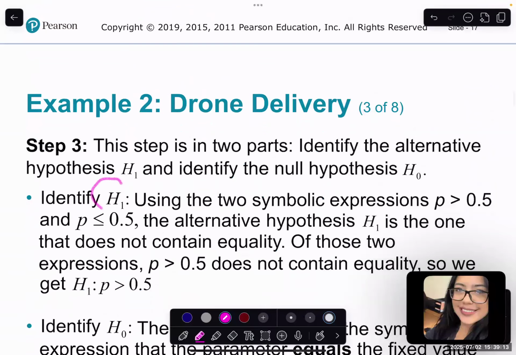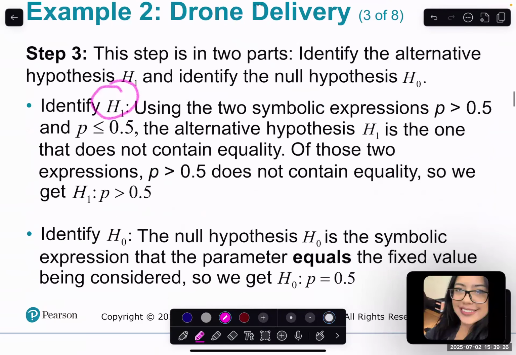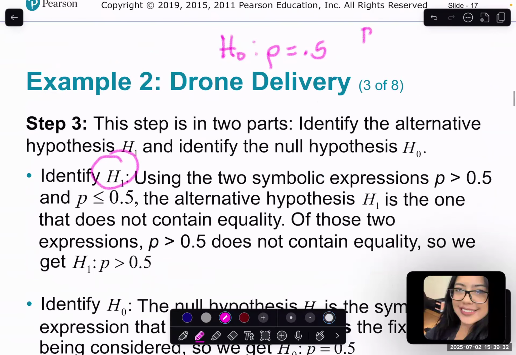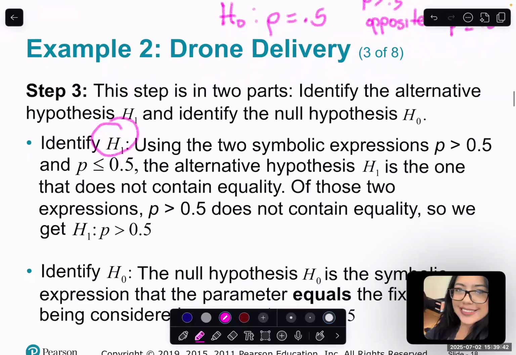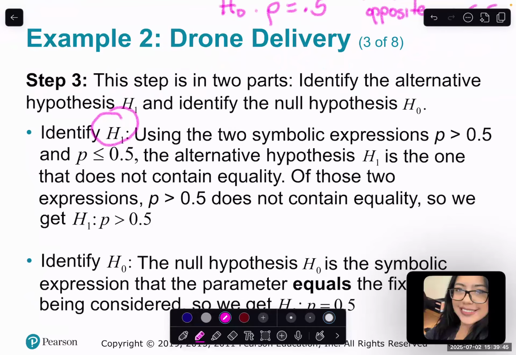Then we identify our hypotheses. Remember, our null hypothesis is always equality. So we're going to let p equal 0.5. That would be our null hypothesis. The alternative hypothesis: we used p greater than 0.5 for the claim, so we are going to use the opposite. So the alternative hypothesis would be p less than or equal to 0.5.